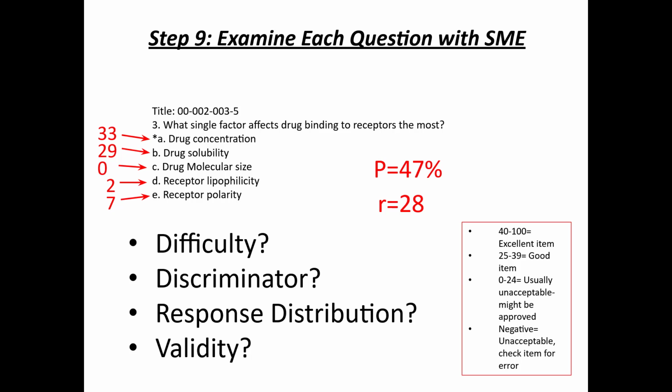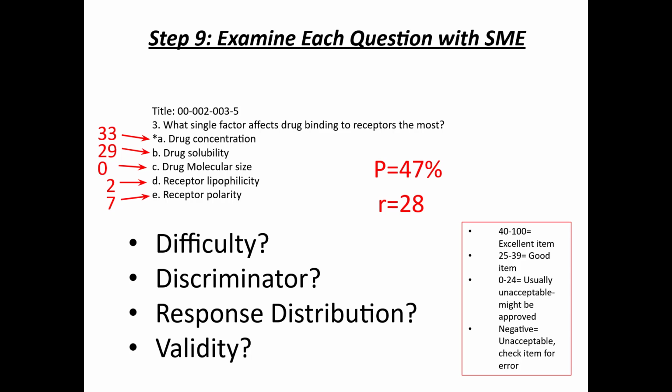Let's look at another one. So what single factor affects drug binding to receptors the most? The difficulty is 47%, so over half the class got it wrong. And the discriminator is 28, which is good. It's not excellent, but it's good. Now, in this case, let's take a look at the response pattern. So you can see that the answer is drug concentration affects drug binding to receptors the most.